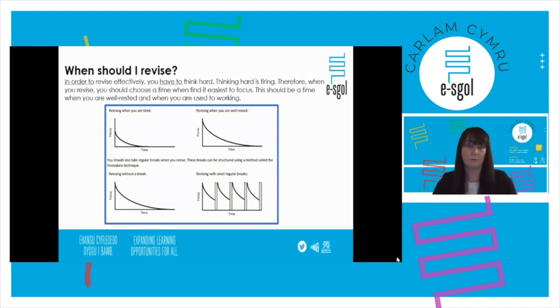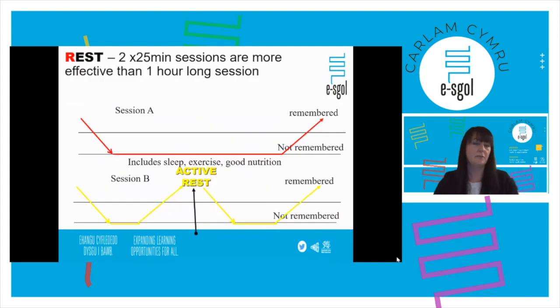The other thing that I'll be going back to at various points in this PowerPoint is that you should take regular breaks when you revise. Now, these breaks can be structured. It's a method called the Pomodoro technique. If you revise without having a break, as time goes on, you start to lose your focus. But if you have small regular breaks within your revision, then your focus stays quite high. So it is much more beneficial for you and more effective for you to learn and have breaks in between little revision sessions.